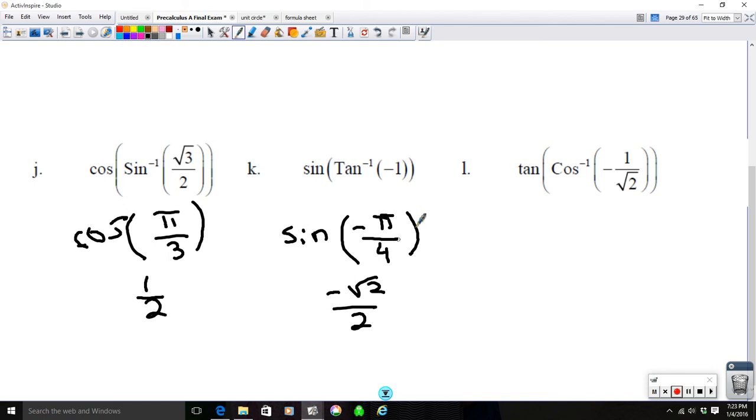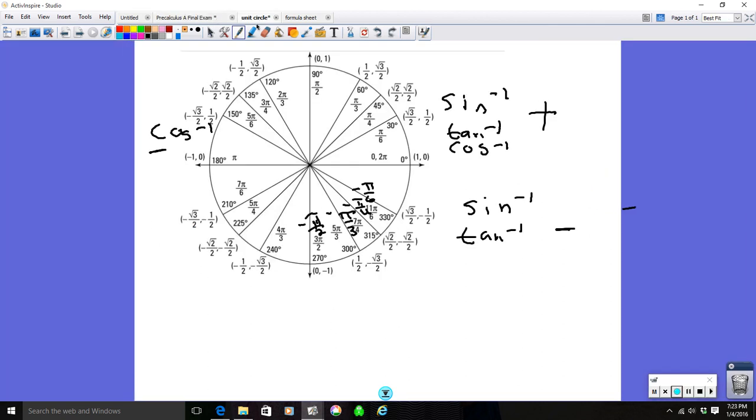Letter L. Okay, we've got a 1/√2. We're going to simplify that as √2/2. Multiply that. So this is really asking cosine inverse of -√2/2. So what is the angle when cosine is -√2/2? Cosine is negative in this quadrant here, and cosine is -√2/2 when we have a 3pi/4.